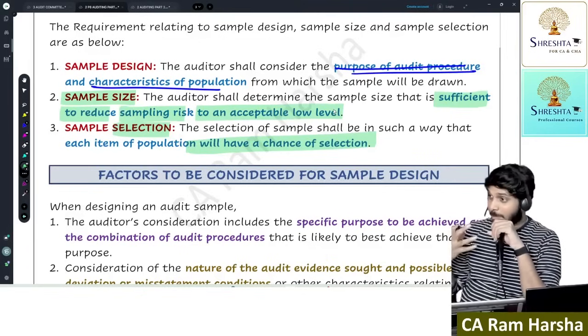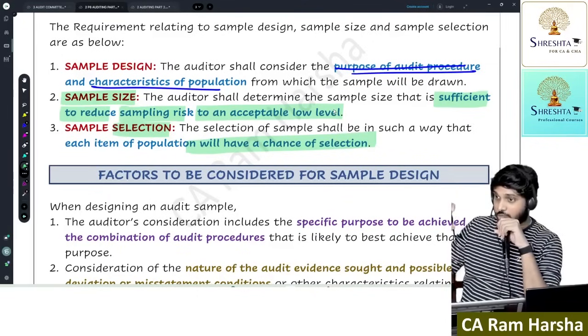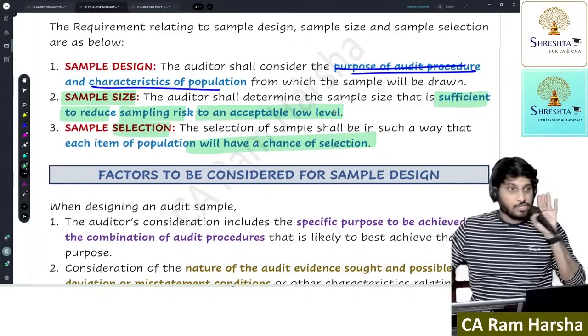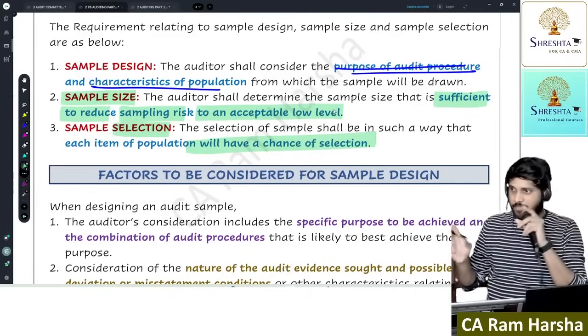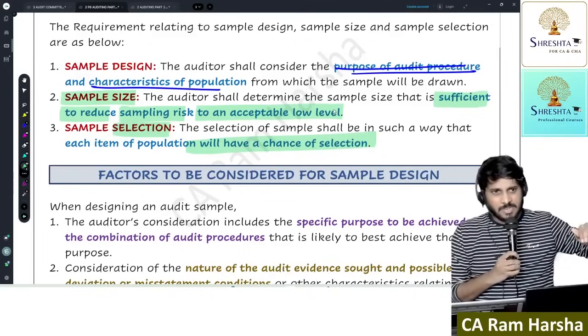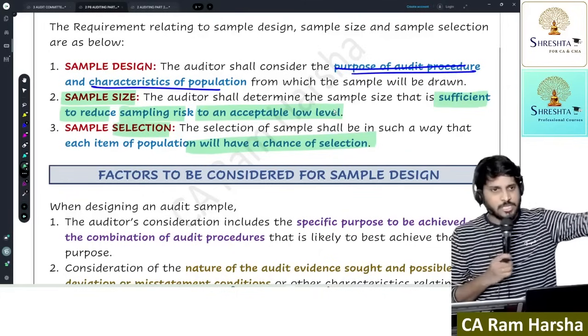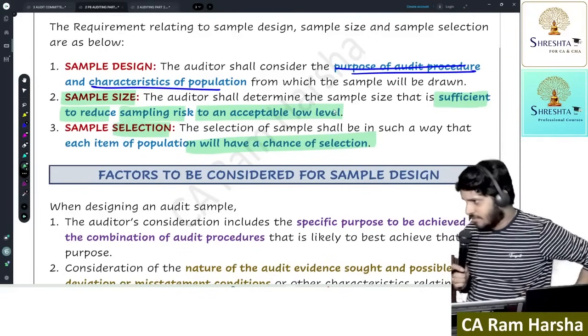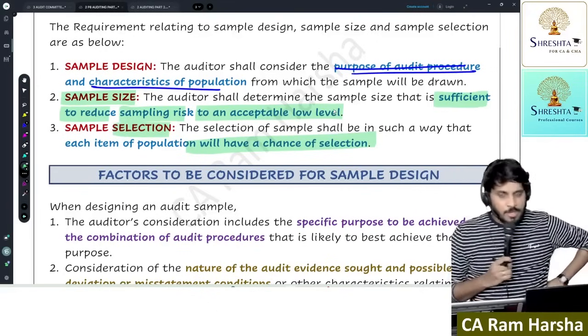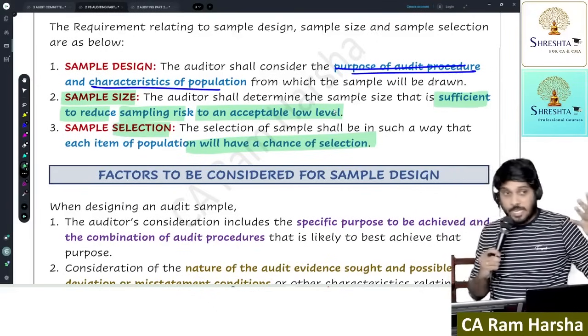Sampling risk means the possibility that I may draw wrong conclusions based on the sample. That possibility should reduce, which means I should check a larger number of samples. If I take fewer samples and discover a mistake, I will think that a major portion of the population also has mistakes. Very simple: 100 samples I verified, one mistake I found. 5% is the mistake. That's what I conclude on the population.